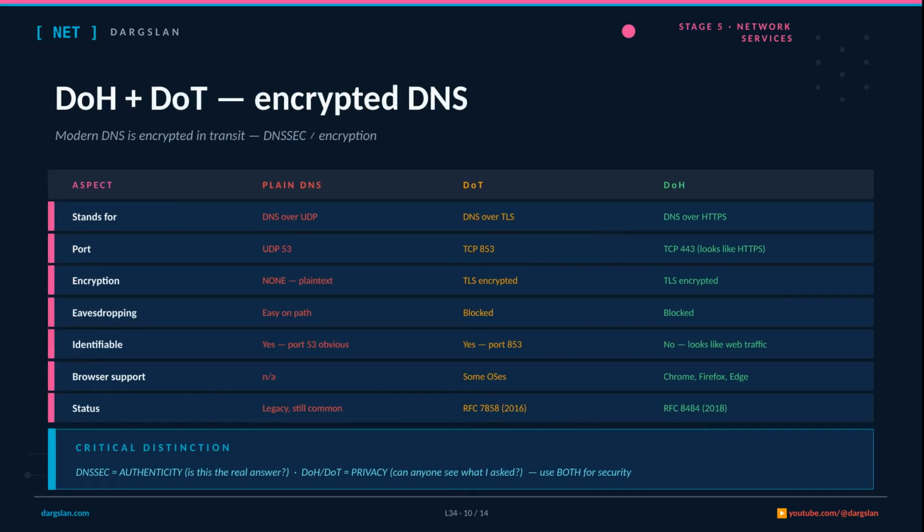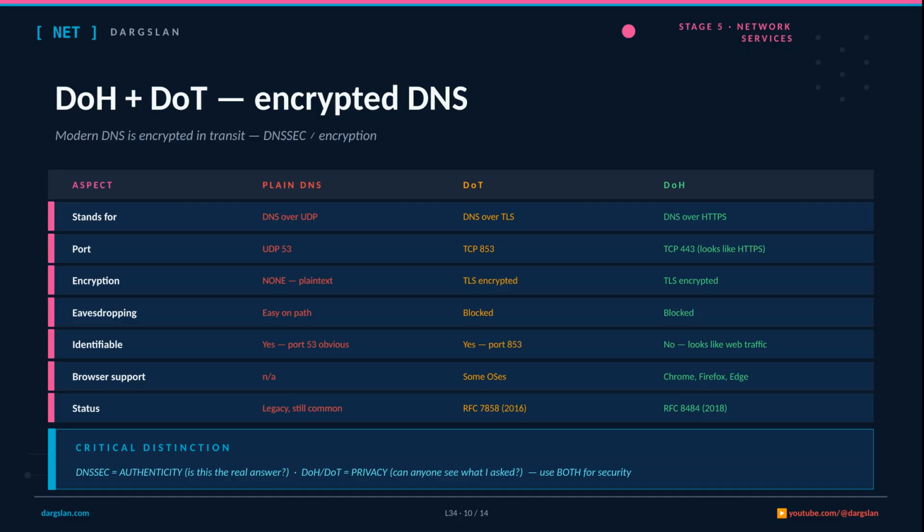So let's talk about that privacy side. DNS over TLS, or DoT, wraps your queries in a TLS tunnel on TCP port 853, encrypted but still easy to spot on the network. DNS over HTTPS, or DoH, goes a step further by riding on port 443, blending right in with normal web traffic so a network operator can't easily tell DNS from any other HTTPS connection.